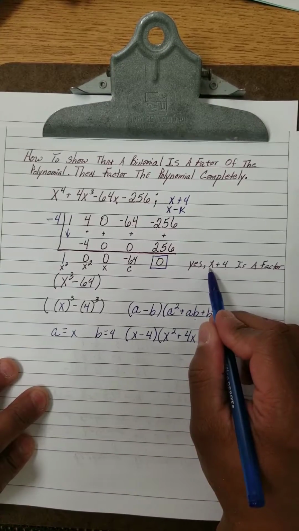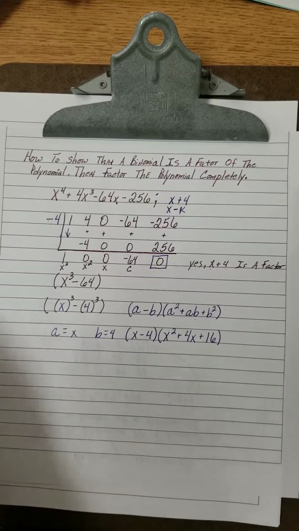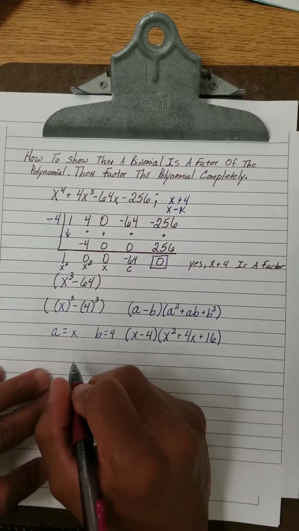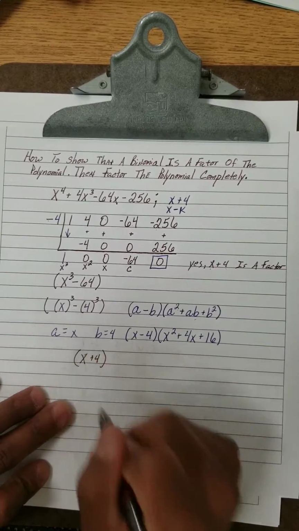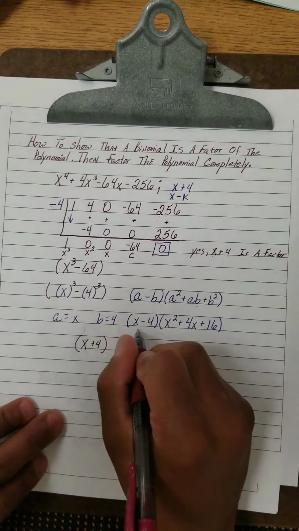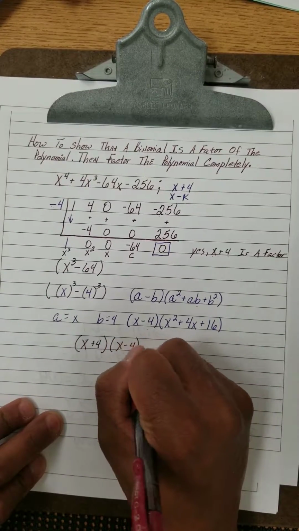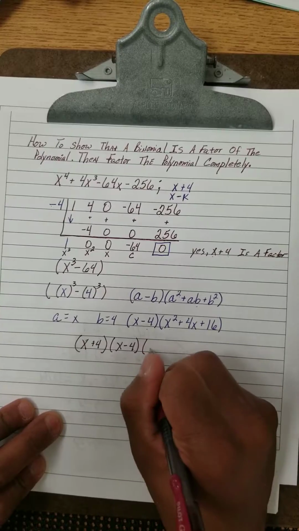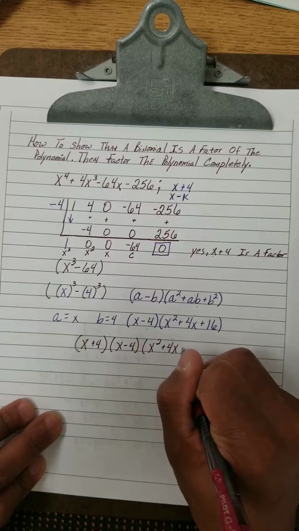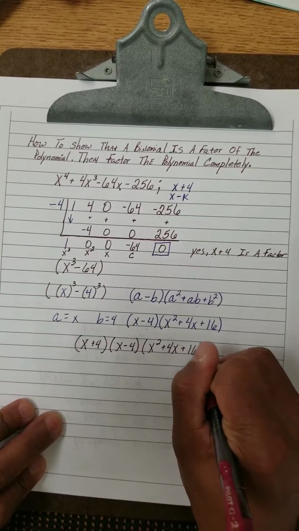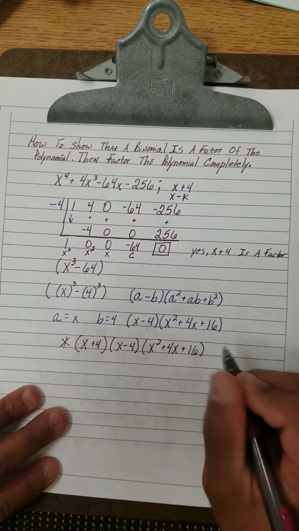However, we cannot forget that x plus 4 is also a factor. So for my final answer, I will write all factors. In this case, it was x plus 4 as one of my binomials, then x minus 4 times x squared plus 4x plus 16. This would be my final answer, guys.